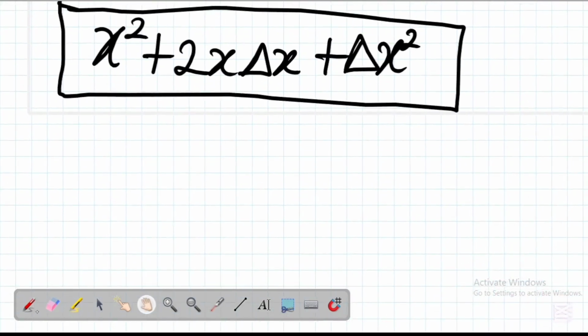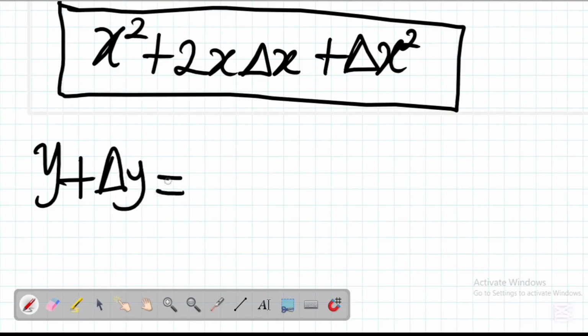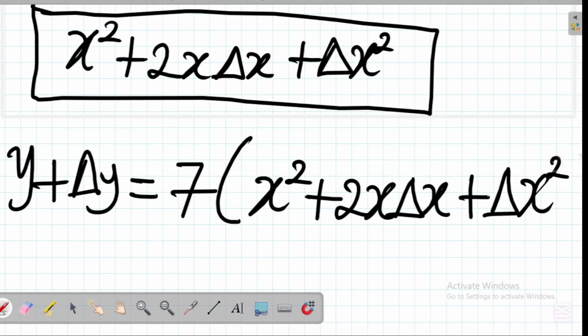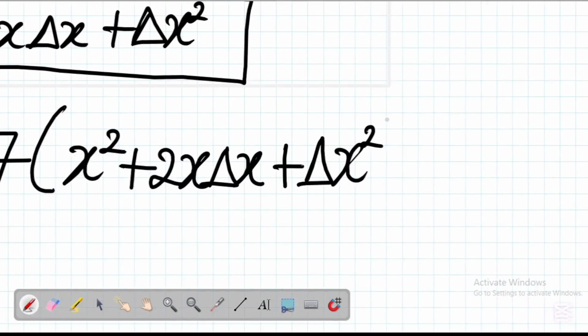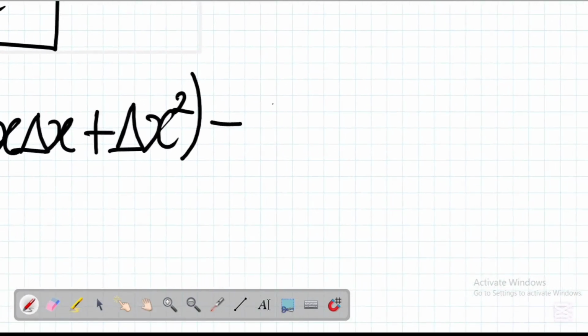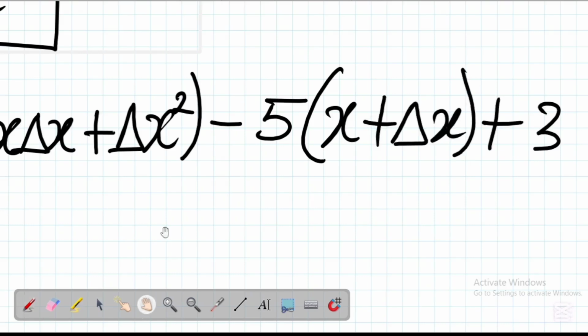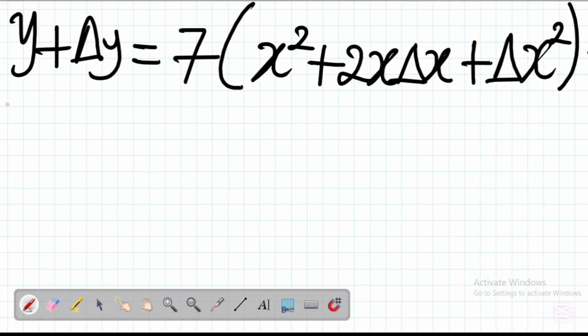So if we substitute this into the equation, we would have y plus change in y equals 7 open bracket x squared plus 2x change in x plus change in x squared close bracket minus 5 open bracket x plus change in x close bracket plus 3. So our next task is to open up the bracket.